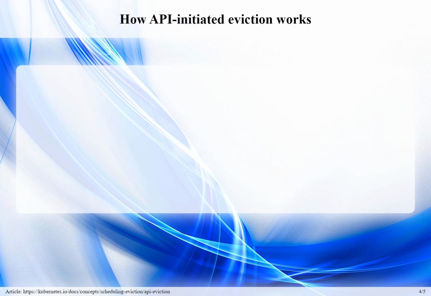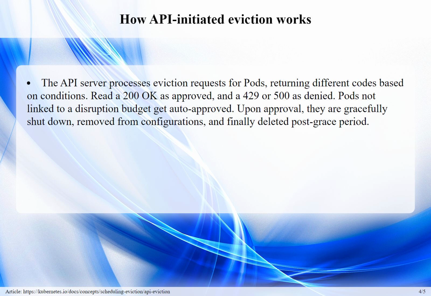How API-initiated eviction works. 1. When an eviction is requested via the API, checks are made. A 200 OK response indicates that eviction is permitted, similar to a delete request, and subsequently, the pod is deleted. 2. A 429 response means eviction is not allowed due to a pod disruption budget or API rate limits. Eviction might be possible later.